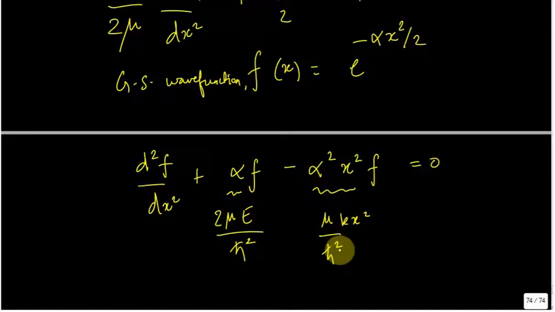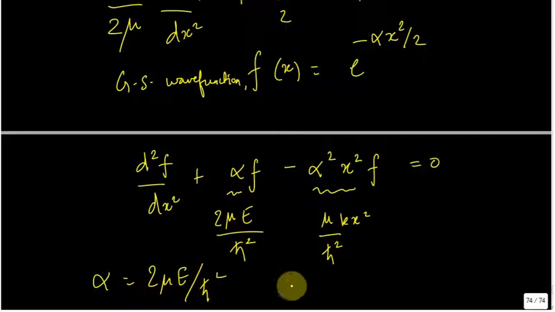So what I get is that alpha is equal to 2 mu E by h cross square, and alpha square is equal to, what happened to the minus sign? I think that is conserved. Okay, this goes on the right side, so it becomes, yeah, fine. Mu k by h cross square. Right?